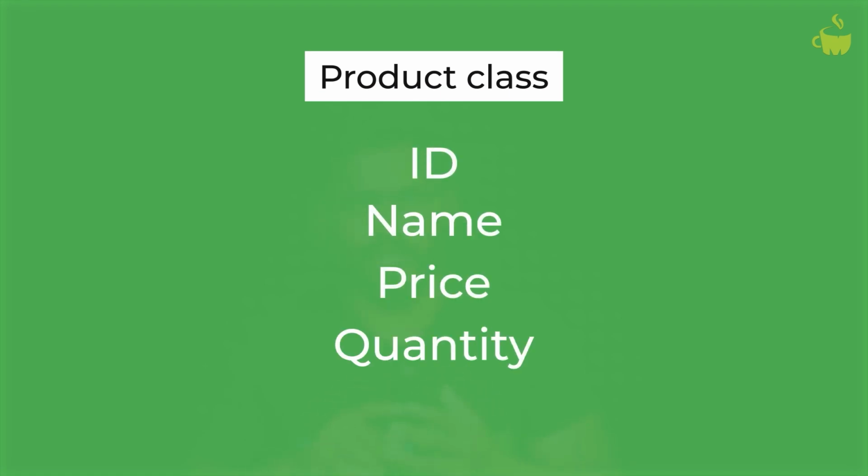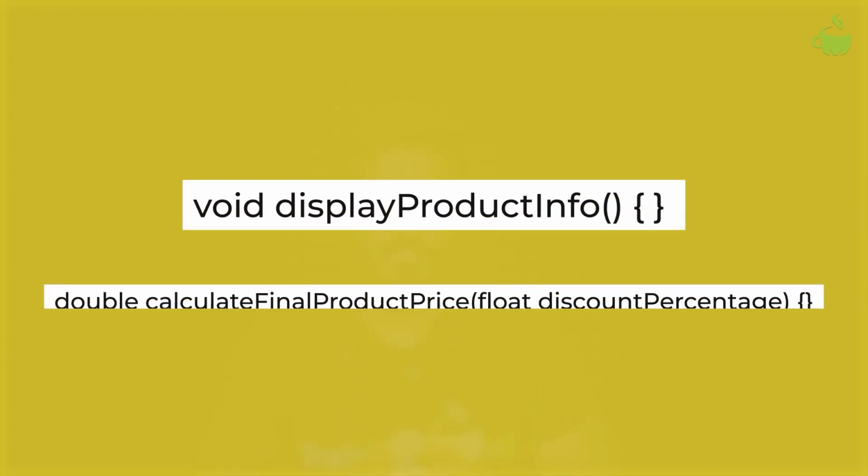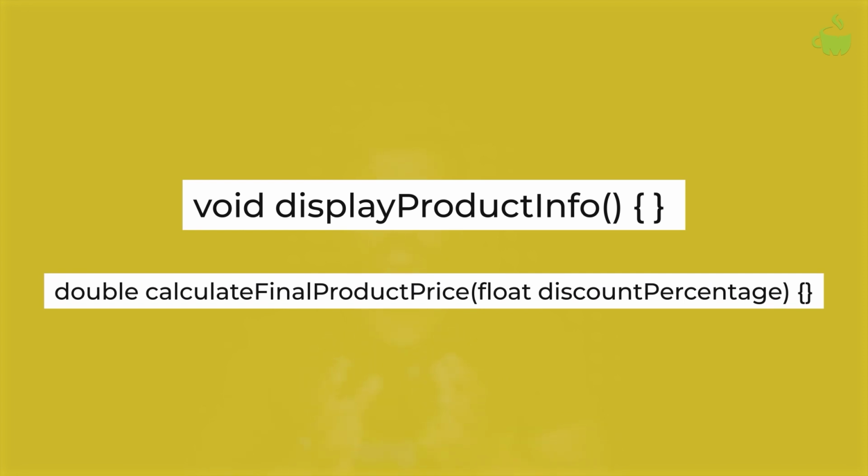In our previous sessions, we tried understanding how to create instance members, like instance variables and instance methods. If you take our product class as an example, the ID, name, price, quantity are all instance specific, meaning every product will have its own ID, name, price, and quantity. Like that, we also created instance methods like display product info or calculate final price after discount, which will be very specific to instances.